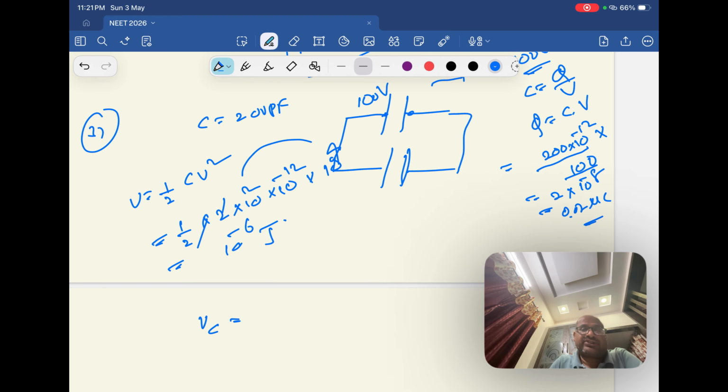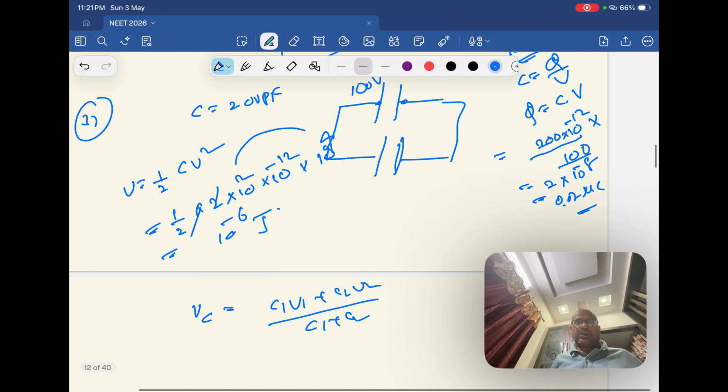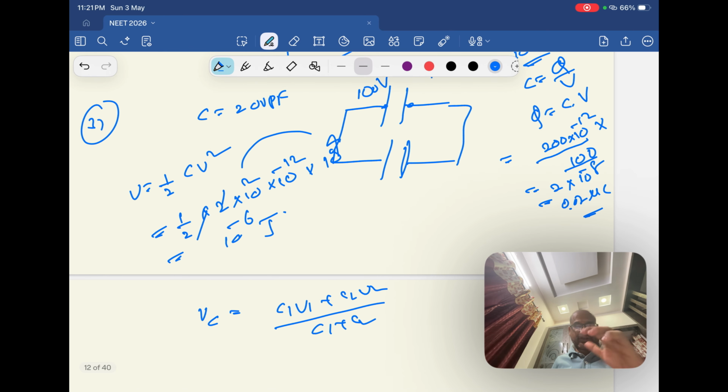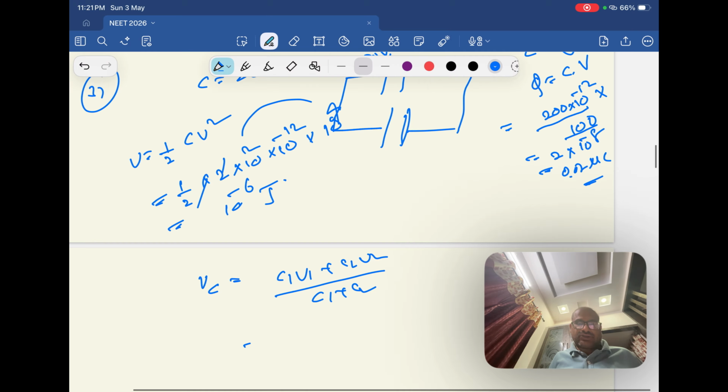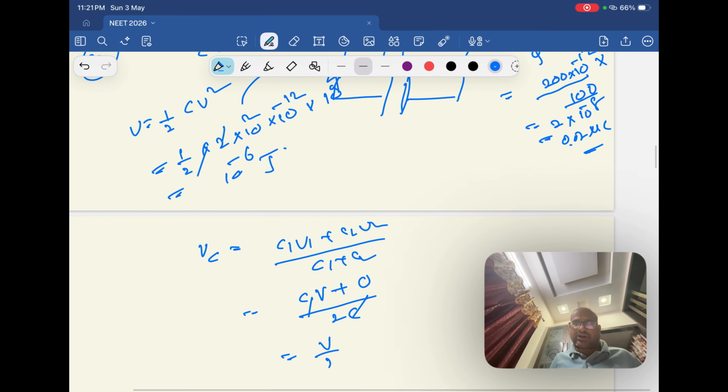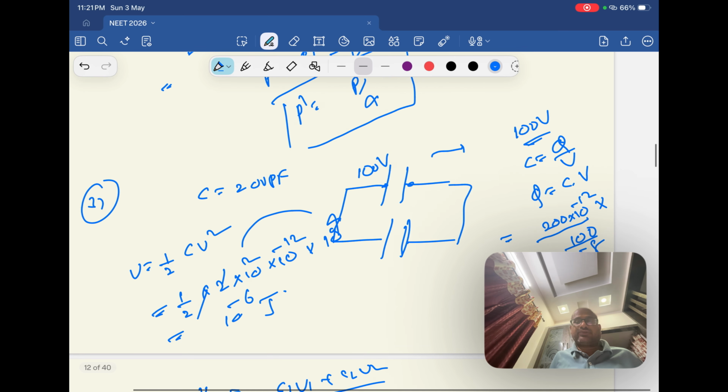Now this charge will be shared by these two till both of them acquire the same potential. So what is the common potential? C1 V1 plus C2 V2 by C1 plus C2. Identical capacitors, so the potential becomes equal. Initially one capacitor has potential V, and the other is the initial uncharged capacitor, so V plus 0 by 2C. So the potential becomes half. So 100 means this will be 50 volts. This will also be 50 volts.